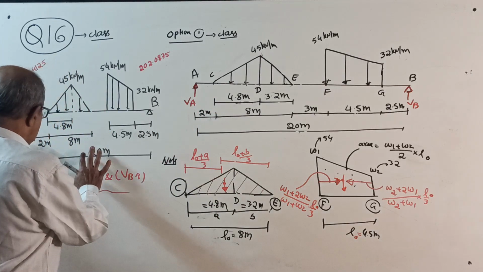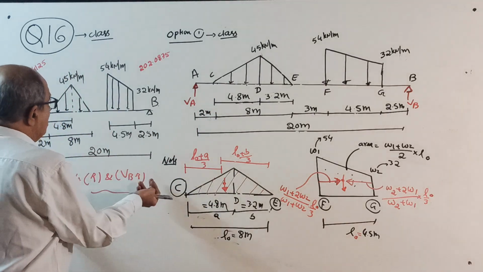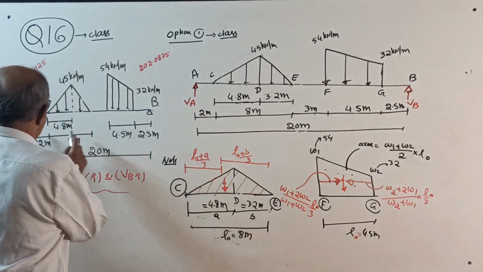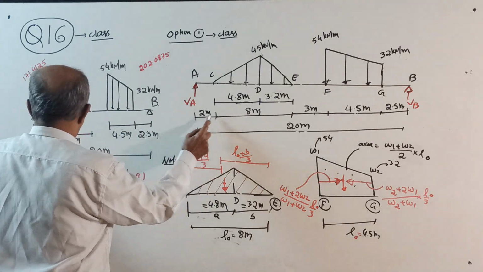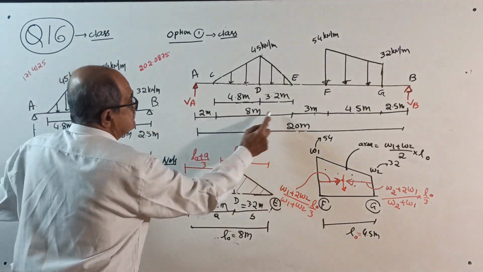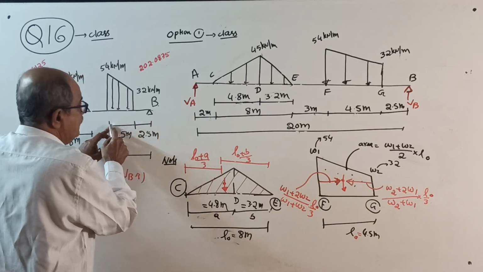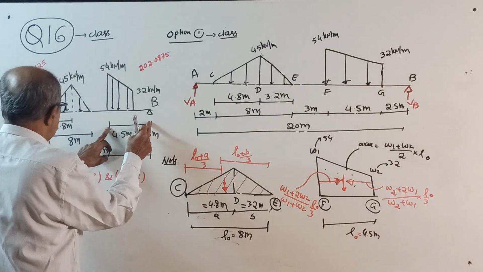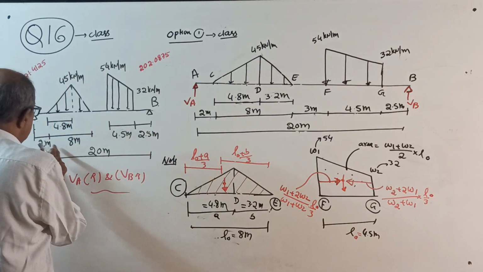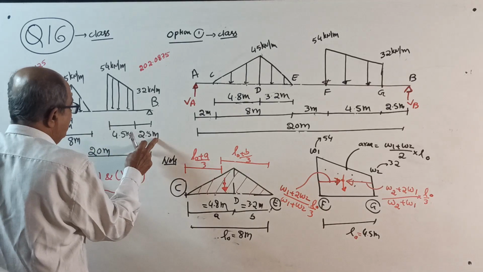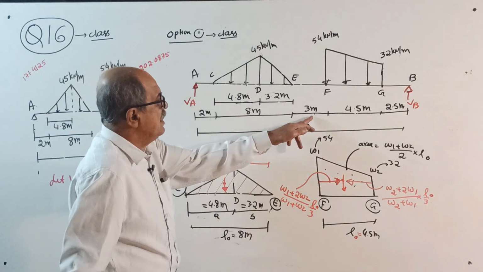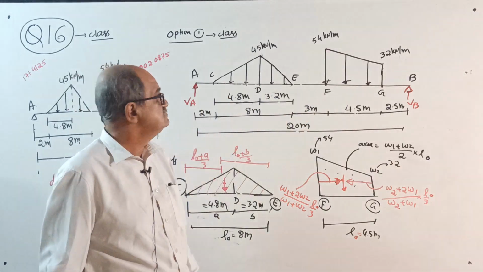Now, as usual, let VA be upward. Mark here: this is 2 meter, this is 8 meter, this is 2.5, this is 4.5. 4.5 plus 2.5 is total 7. 8 plus 2 is 10. This is 10, this is 7, total 17. Total is 20, so this gap will become 3 if you want the gap.